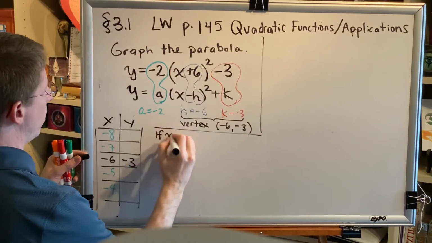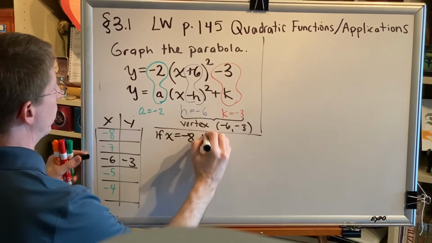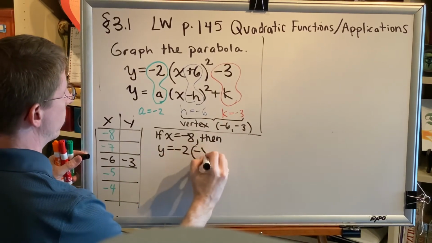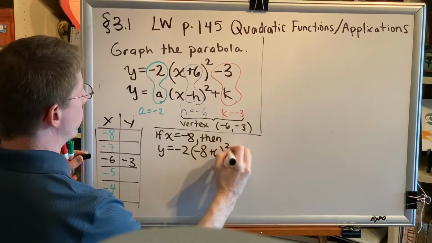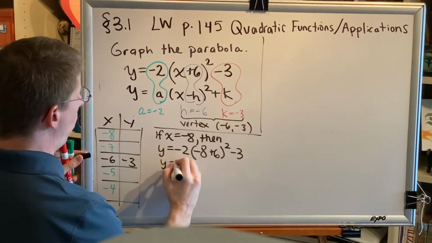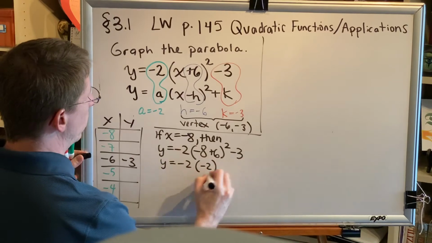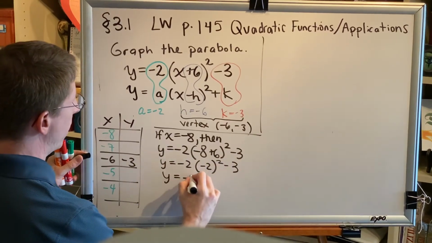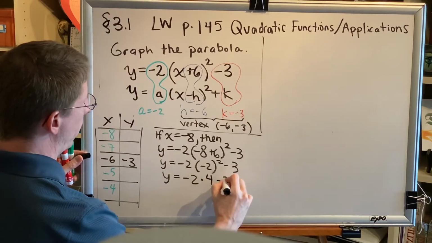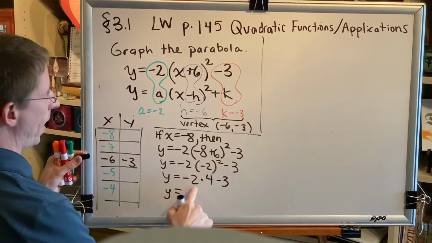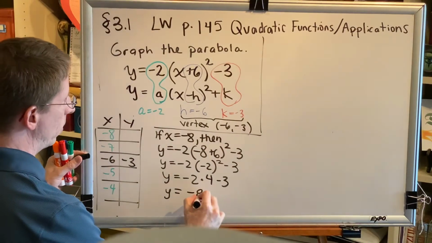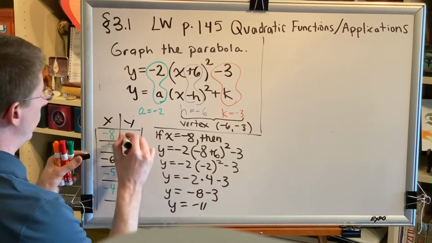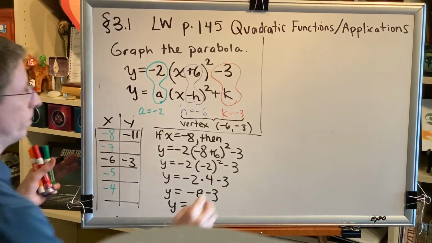If x equals negative 8, then y equals negative 2(negative 8 plus 6) squared minus 3. y equals negative 2 times negative 2 squared minus 3. y equals negative 2 times 4 minus 3. Negative 2 times 4 is negative 8. And negative 8 minus 3 is negative 11. So we can put that in our table.